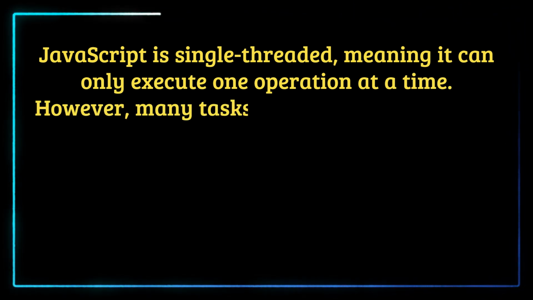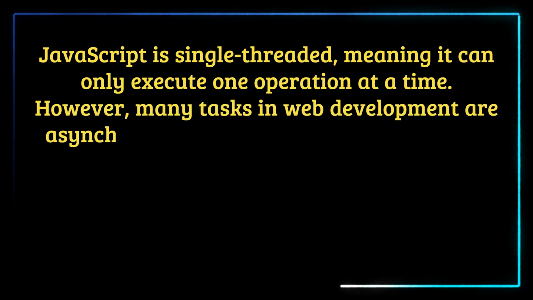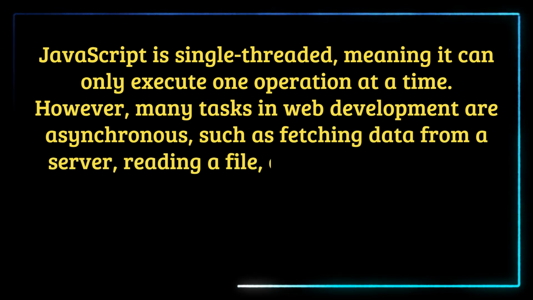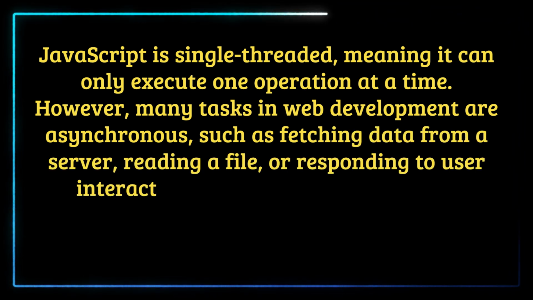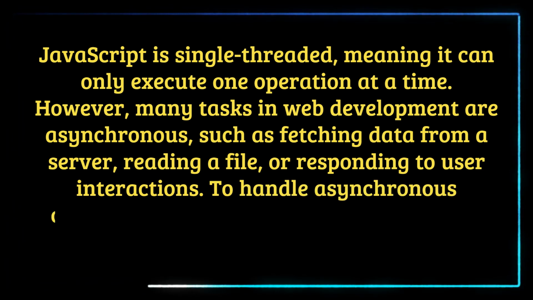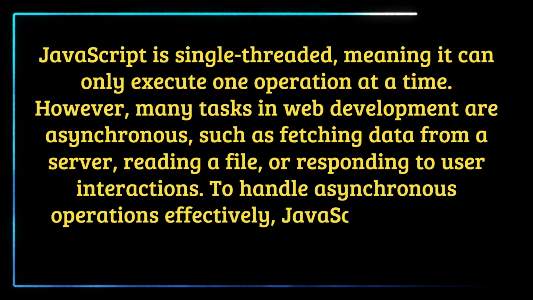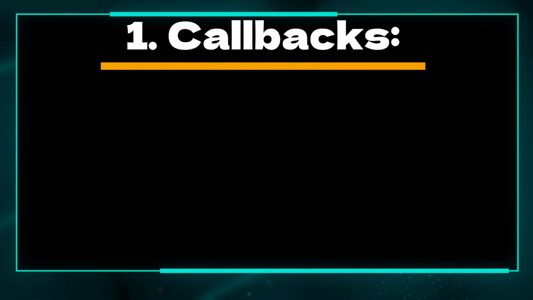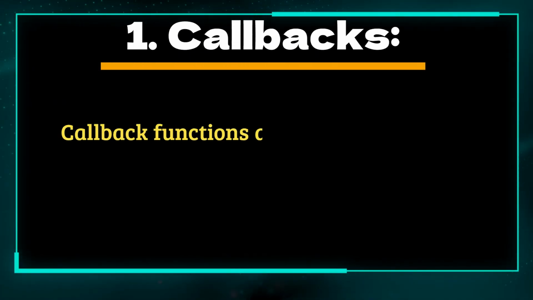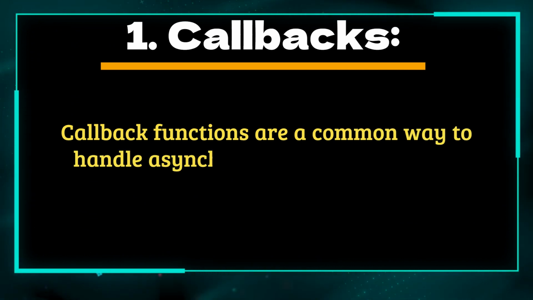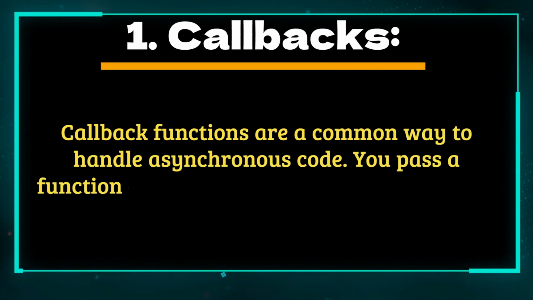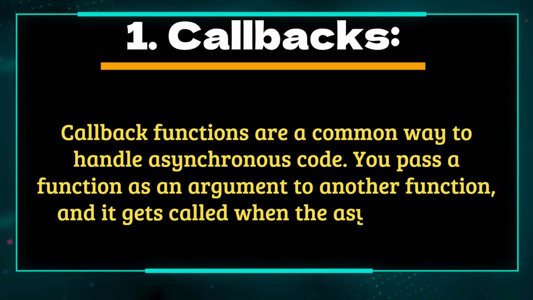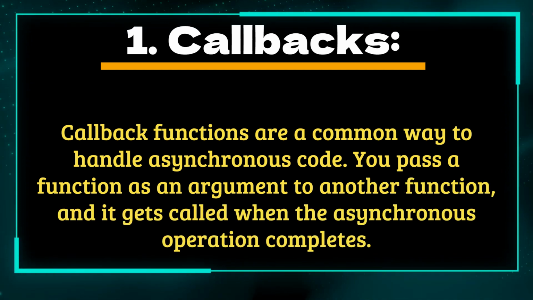However, many tasks in web development are asynchronous, such as fetching data from a server, reading a file, or responding to user interactions. To handle asynchronous operations effectively, JavaScript provides several mechanisms. 1. Callbacks. Callback functions are a common way to handle asynchronous code. You pass a function as an argument to another function, and it gets called when the asynchronous operation completes.